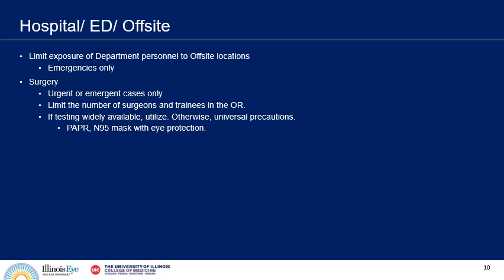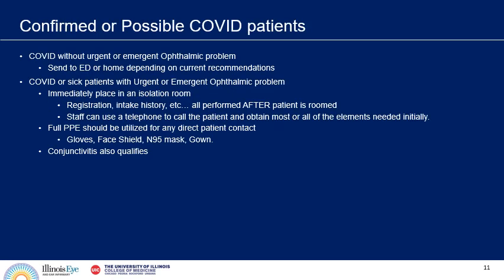If your institution has a facility to test patients prior to going to the operating room, that can be helpful. But generally, you should just practice universal precautions, as asymptomatic transmission, again, has been known to occur. And then finally, if you do have confirmed or possible COVID patients, as I mentioned earlier, the clinic flow needs to be very specific for these patients. Everyone needs to know what needs to be done with these patients.